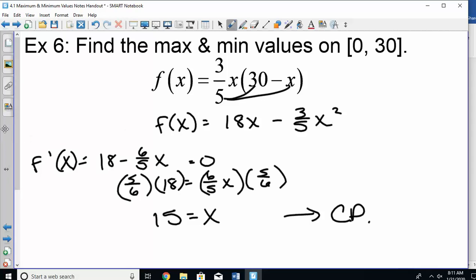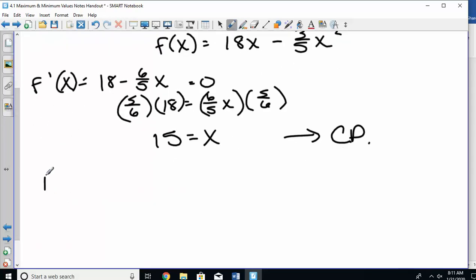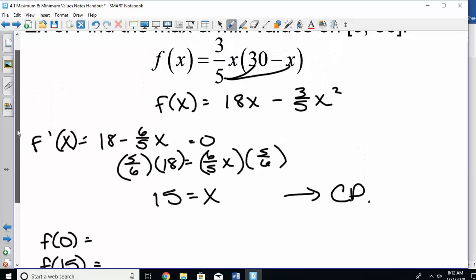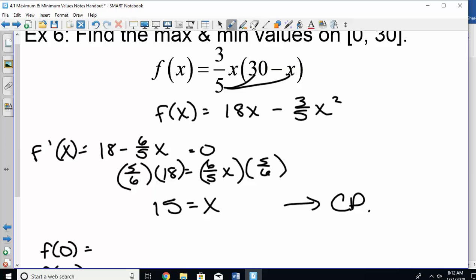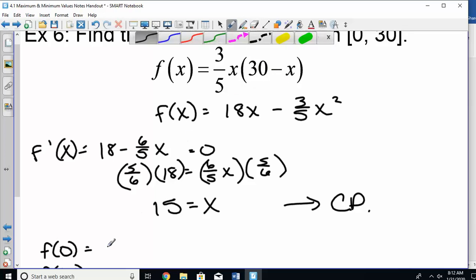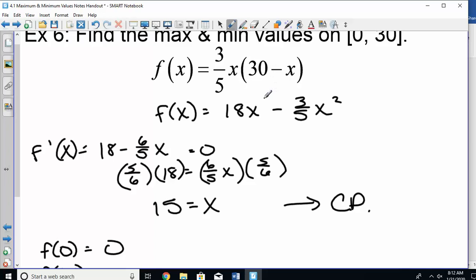We are testing on the interval 0 to 30. So we're going to plug in 0, 15, and 30. Let's see if we can do these without a calculator. Let's practice. If I plug in a 0, you just put 0 into the original, what do you get? 0. What happens if you plug 30 into the original? Right. So you have 30 minus 30, which is 0, times anything is still 0.